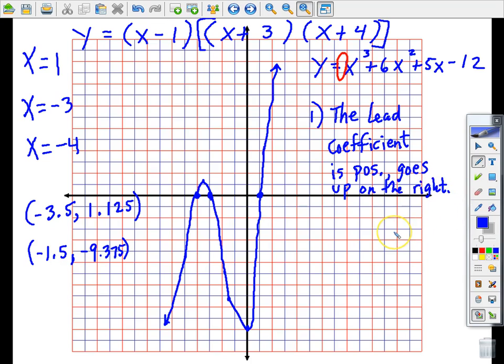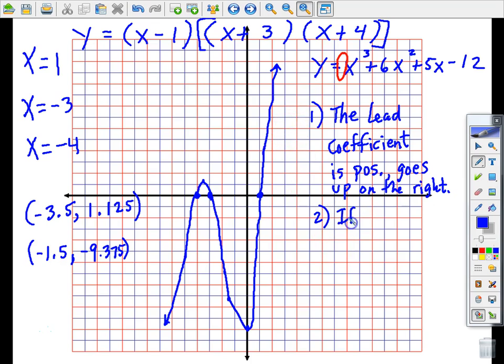Now, I'm not going to write the converse of that, but it makes sense that if the lead coefficient is negative, what happens on the right side? It goes down, okay? So you get the picture? So I'm just going to use the positive, and you can understand if it's negative, then it's going to go down, okay? Number 2. Number 2 deals with the degree.